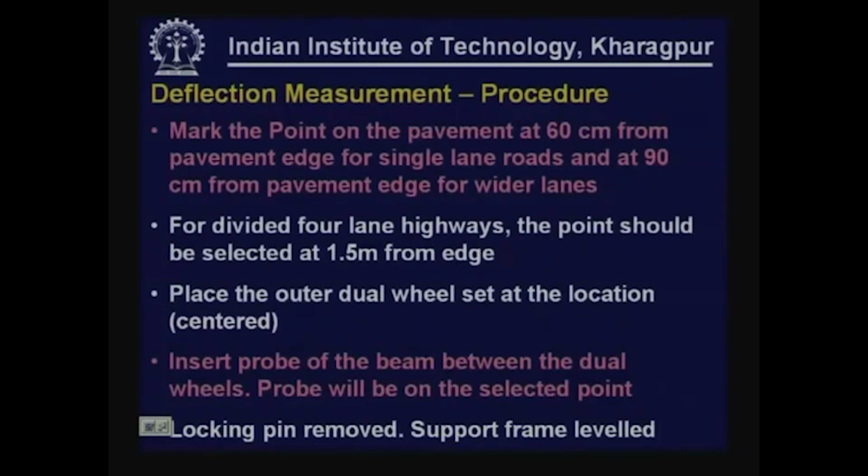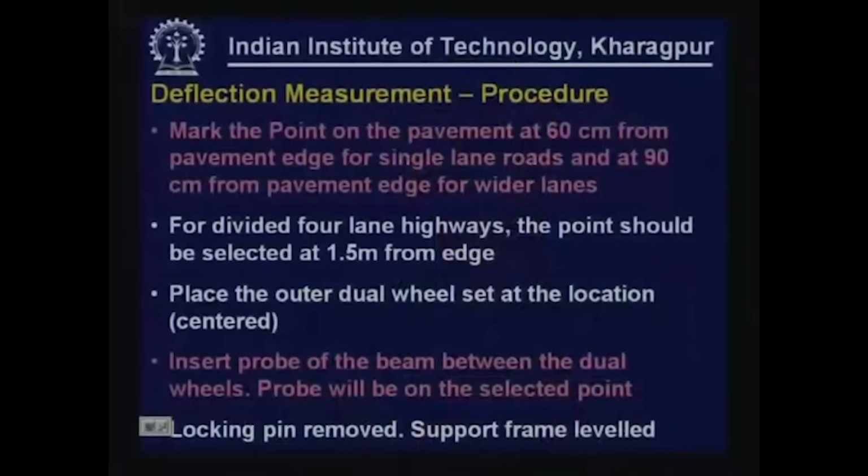So, if we have a single lane road, we assume that the wheel path is approximately at a distance of 60 centimeters from the pavement edge. So, that is the path along which we are going to measure the deflections also. So, for a single lane road, the points will be selected at a distance of 60 centimeters from the pavement edge. On the other hand, if we are using wider lanes, then the wheel path can be considered to be at a distance of about 90 centimeters from the pavement edge.